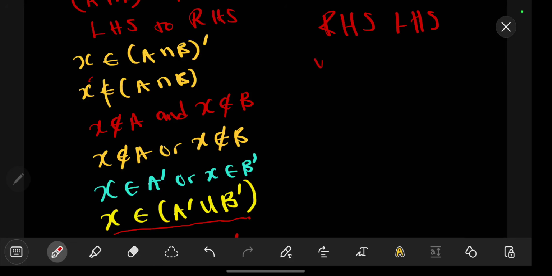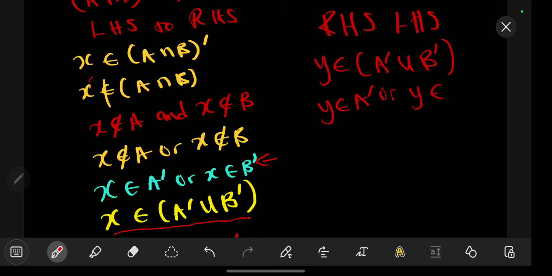So we are going to say Y should be a member of our A complement union B complement, like that. Then this means that we are here now. So we are just going to write our Y must be a member of our A complement, or our Y must be a member of our B complement, like that.